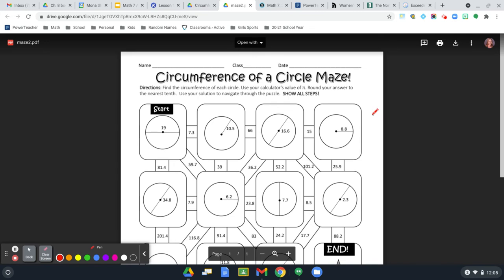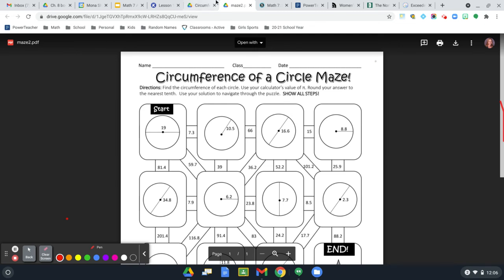Because if you notice in this maze, as you start to find circumference, everything is rounded to the nearest tenth. So you're going to start at your starting point here, and you're going to find the circumference of that circle. Once you get your answer, it's either going to lead you down to the next one, diagonally to the next one, or right across from it to the right, depending on what you get for this first answer. You'll end up in the end being able to work through and finish your maze. So that's what you're working on the rest of the hour.